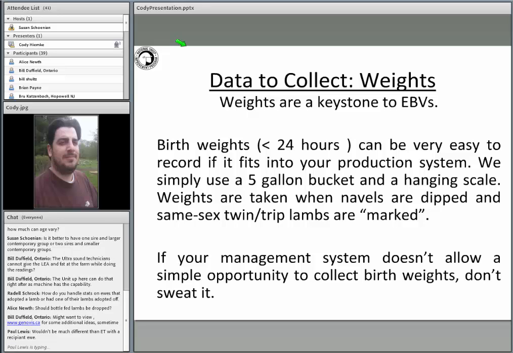Bottle-fed lambs should be dropped because you don't want their performance affecting their dam, considering it's not their dam feeding him.